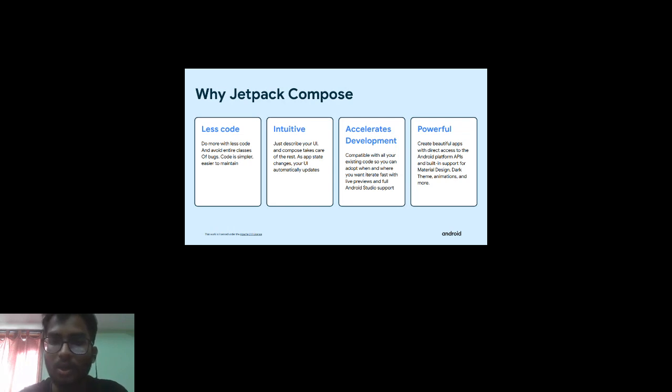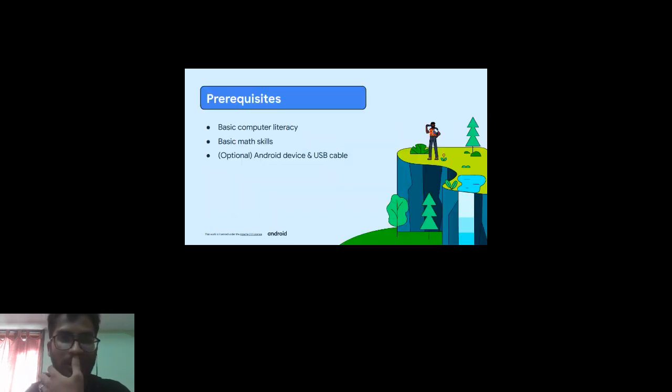So we can build beautiful apps. It will be native to Android development. It also gains more support, and it's scalable and more efficient. Performance is also very good in Jetpack Compose. The prerequisites are nothing but a computer, some basic math skills, and an Android device or a USB, but it's not necessary. An emulator is also available in Android Studio itself.